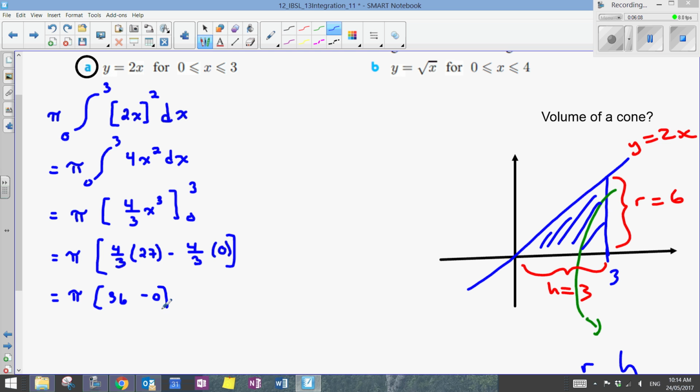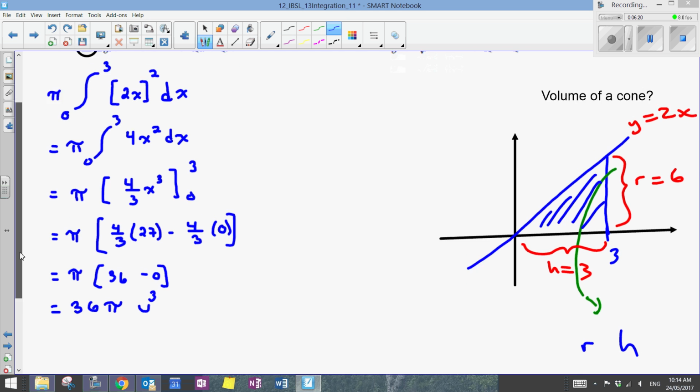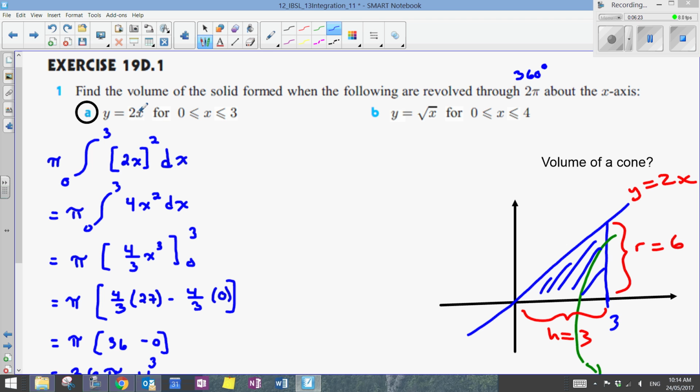Minus 0. So our final answer is 36 pi. And now we're talking about volume, so we're going to be talking in terms of units cubed. So 36 pi gives us our volume for that shape.